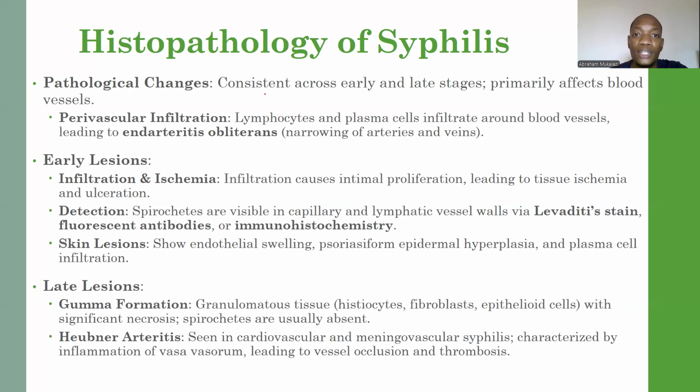So in the pathological changes, if you're looking at all the stages of syphilis, you will find that the vasculature involvement is almost similar. It will cut across whether you're dealing with early syphilis, secondary, or even late syphilis, and that will be involvement of the blood vessels. So you will have perivascular infiltration, composed of both lymphocytes and plasma cells around the blood vessels. And at the end of it all, we end up with endarteritis obliterans, or narrowing of blood vessels, especially the arteries, but the veins can also be involved.